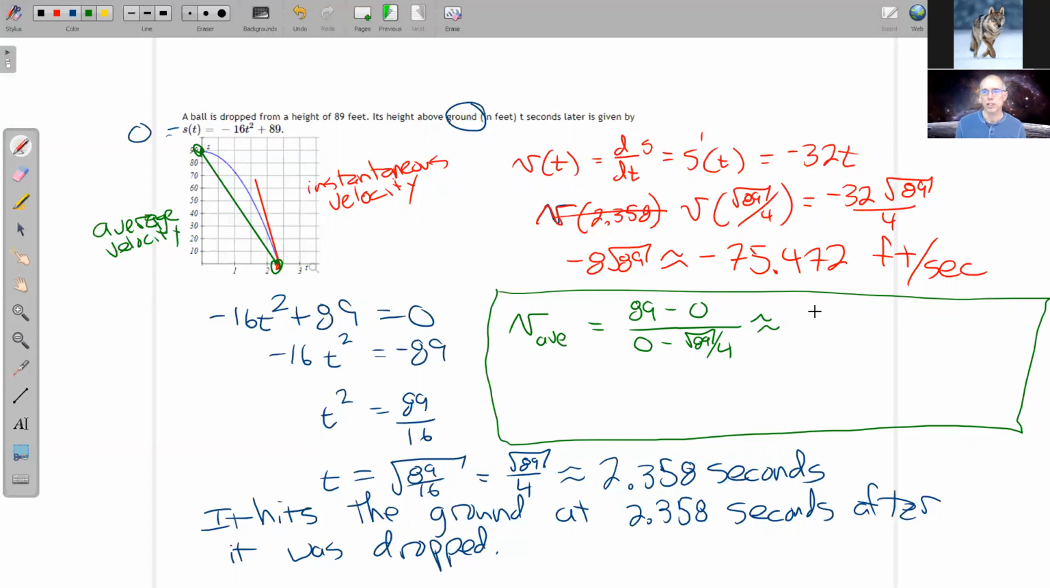So what's that give us? That's going to give us 89 over negative square root 89 over 4. And we could rationalize that part right there and multiply by 4. So we're going to get negative 4 times the square root of 89 when we clean that up. Yep. Check that too.